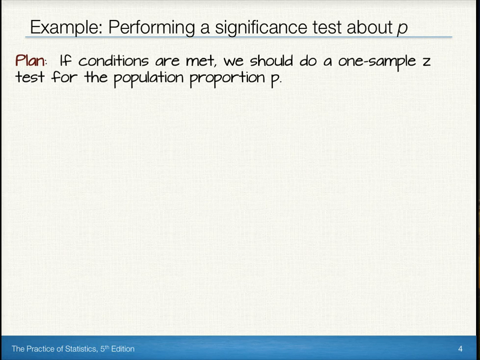Now under the plan step, we need to check our conditions. If they're met, we can do a one-sample z-test for the population proportion p. We took a single sample. We're interested in determining something about the population p, so that one-sample z-test is appropriate.